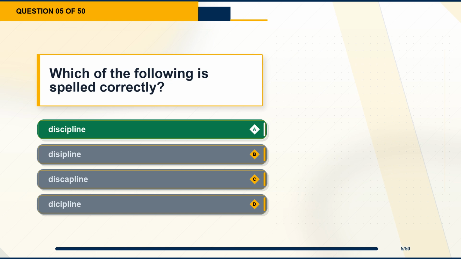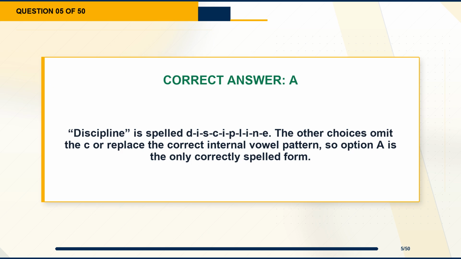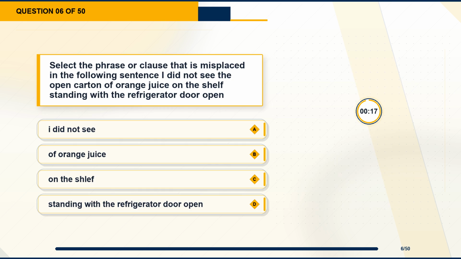The correct answer is option A, discipline. Explanation. Discipline is spelled discipline. The other choices omit the C or replace the correct internal vowel pattern, so option A is the only correctly spelled form.